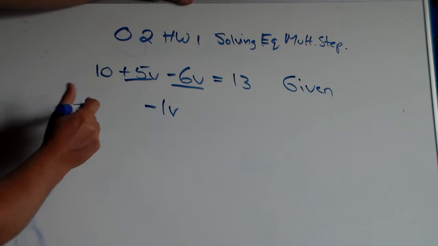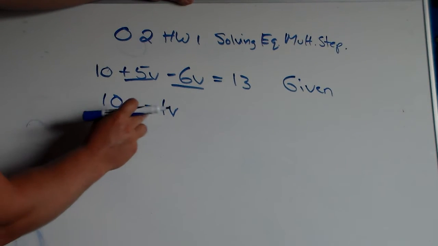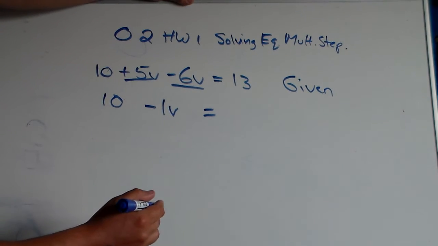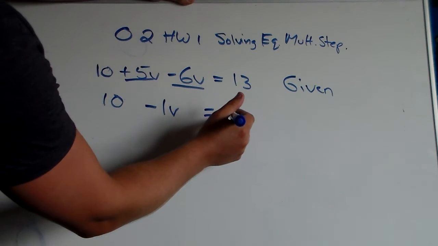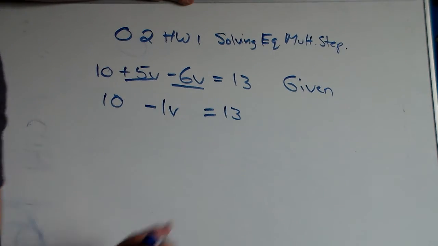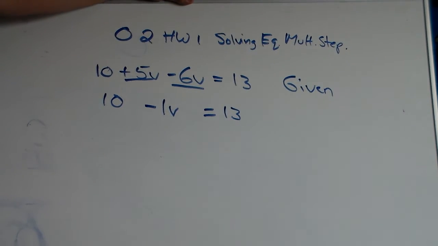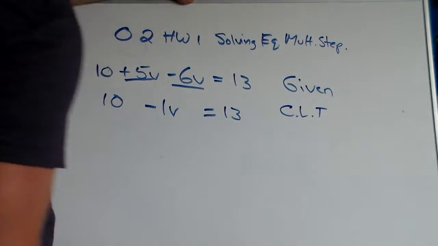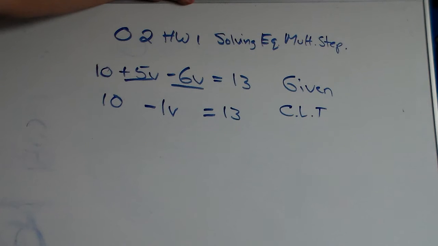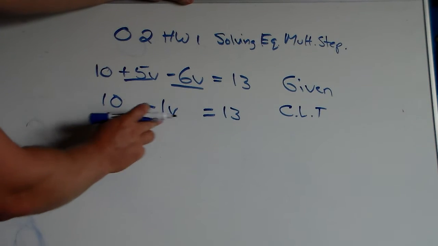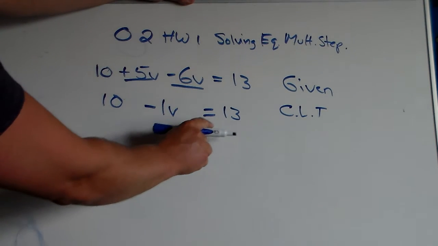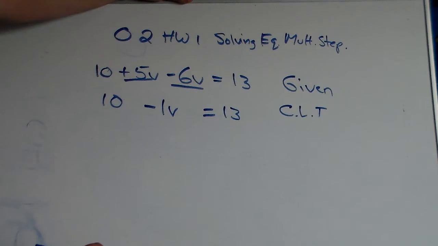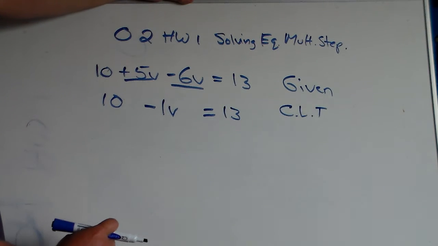We carry down the 10. So we have 10 minus 1v, carry down our equal sign, and carry down our 13. What we did was combine like terms, which is what we're practicing here. Now, there's nothing left to combine on the left side. We look on our right side of the equal sign, and there's nothing to combine with the 13. That's on the right-hand side of the equal sign.